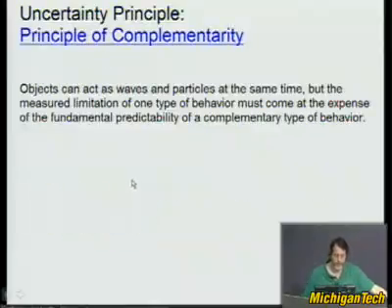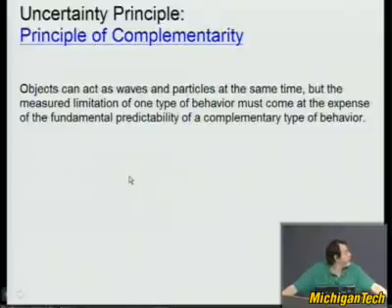Okay. So one fundamental way this is phrased is objects can act as waves and particles at the same time. But the measured limitation of one type of behavior must come at the expense of the fundamental predictability of a complementary type of behavior. So in some sense, a photon can act like a particle, like a bowling ball, and you know where it's going to go. But they must act as a wave and a particle at the same time. And if you measure one behavior, you limit the other.